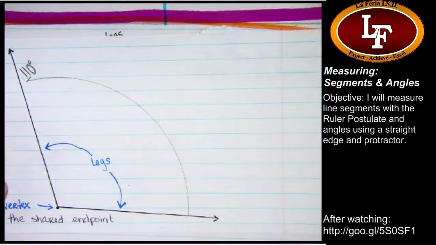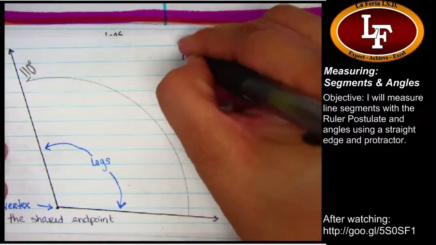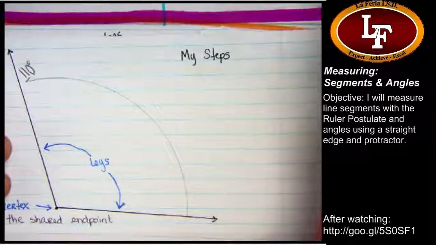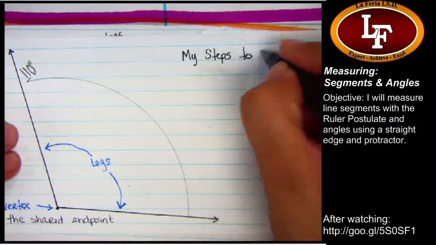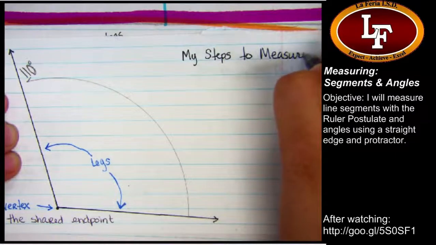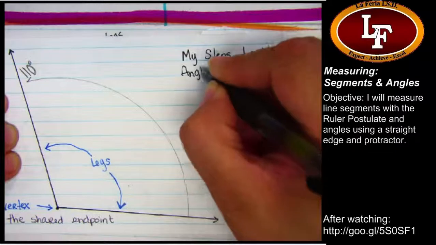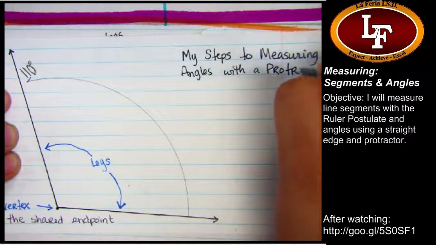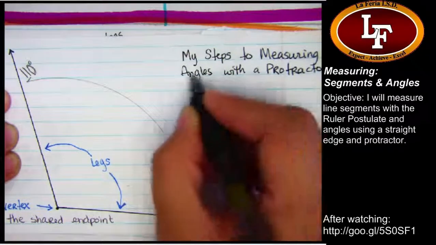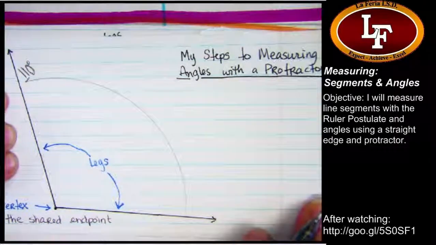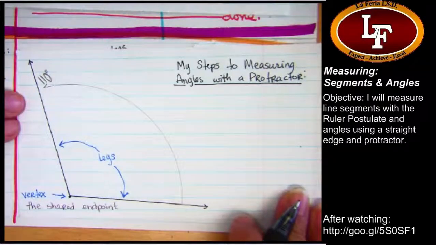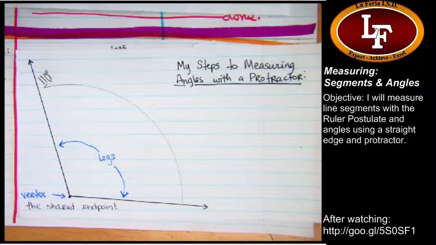What I'd like you to do at this time is write over here in whatever blank space you happen to have. I have a lot of space here on the right-hand side. You do it wherever. My steps to measuring angles with a protractor. And I would like you to write whatever steps you need, however it makes best sense to you, to remind yourself of how to use the protractor properly to measure this angle, or to measure any angle, rather.